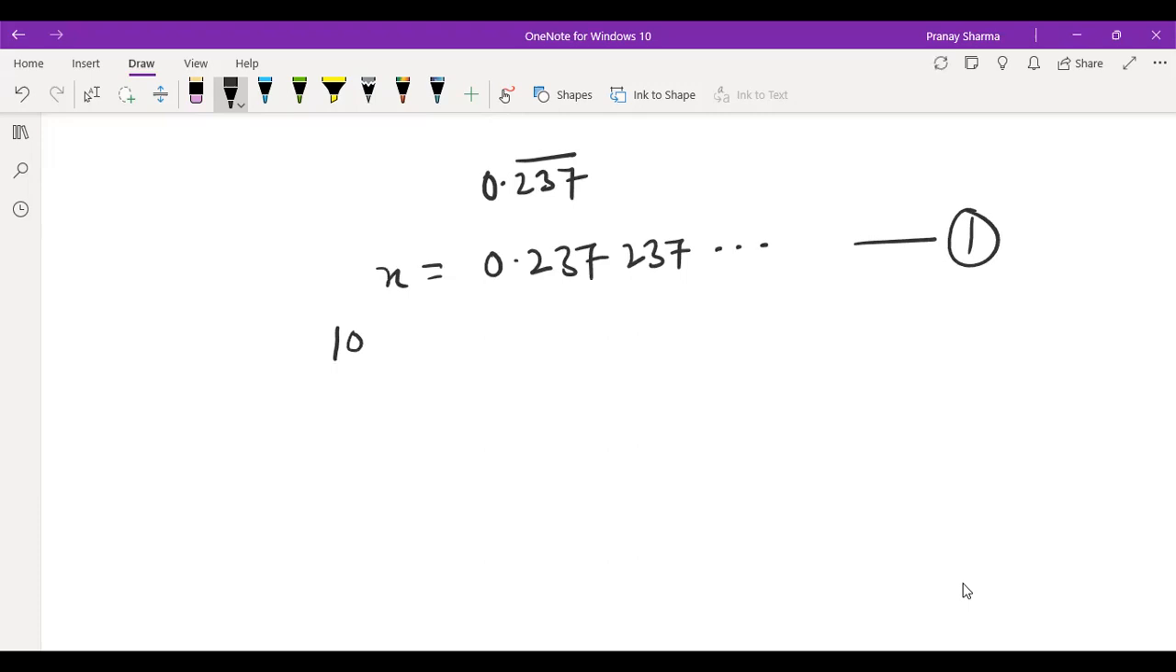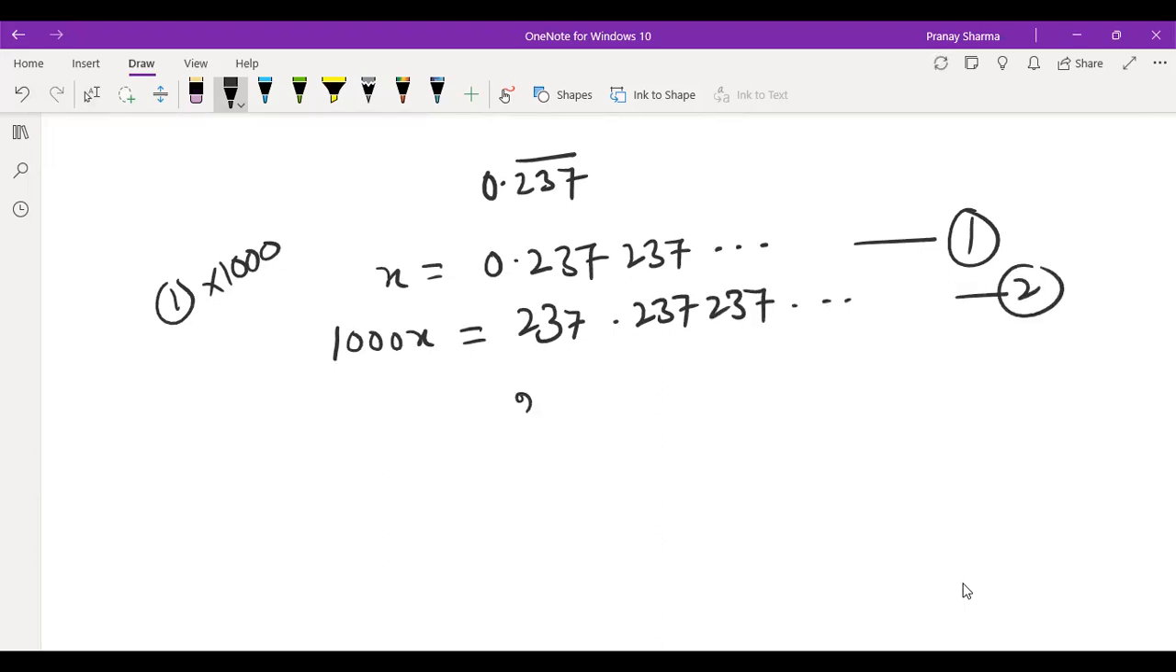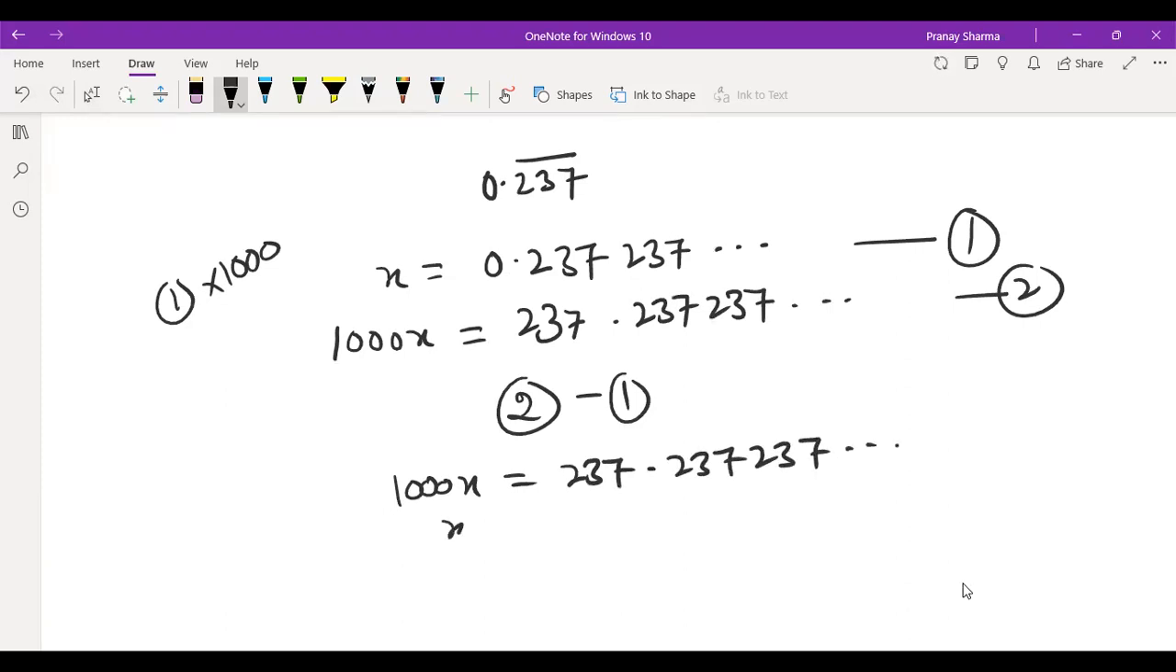Now if I multiply this with 1000, we get 1000x, right? Equation number 1 by 1000. Why is that so? Because my sole objective is to have this 237 in repetitive format. Call this as equation number 2. Obviously, the smaller is to be subtracted from the bigger. So 1000x equals 237.237, 3 dots. And this will be x equals 0.237, 237, 3 dots, right?